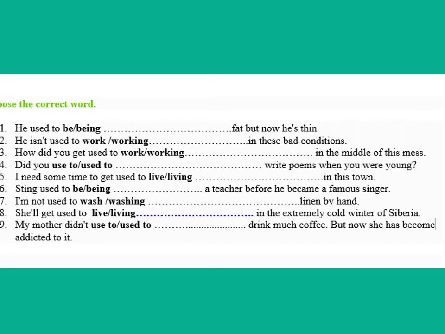Number 1, he used to be or being fat, but now he's thin. Number 2, he isn't used to working in these bad conditions. How did you get used to working in the middle of this mess? Did you use to write poems when you were young? I need some time to get used to live or living in this town. Sting used to be or being a teacher before he became a famous singer.